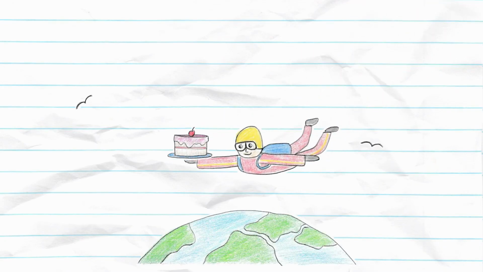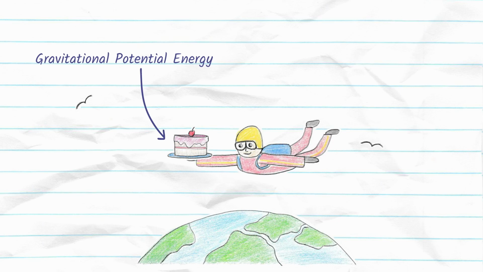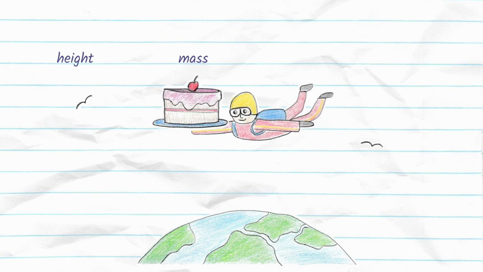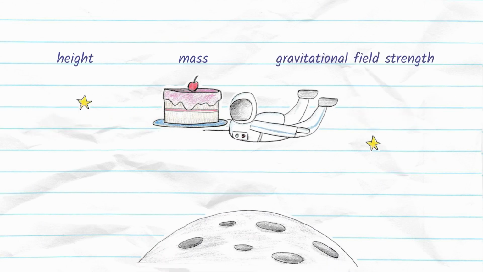Gravitational potential energy is the energy an object has when it is raised up against gravity. The higher it is, the more energy it has. The more mass it has, the more energy it has. The gravitational field strength also matters.